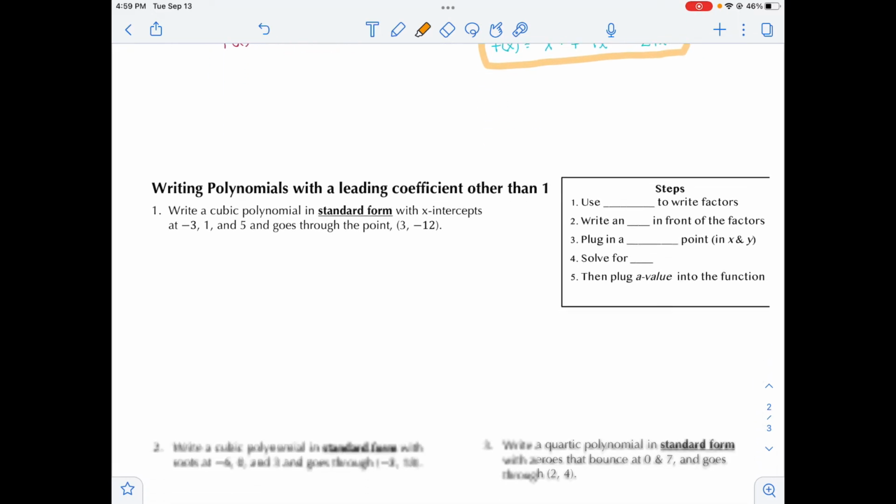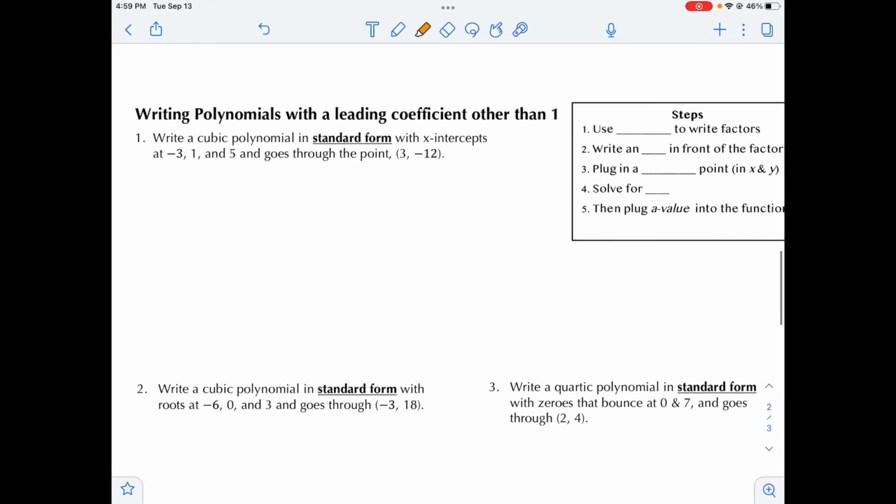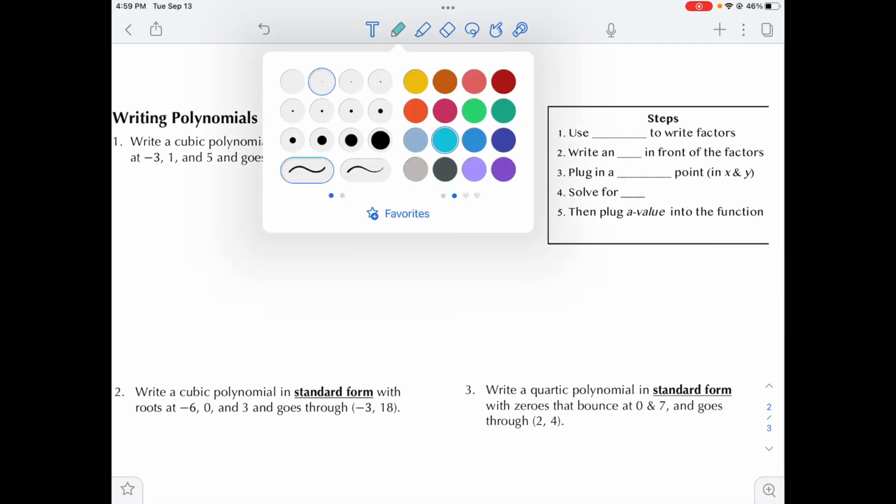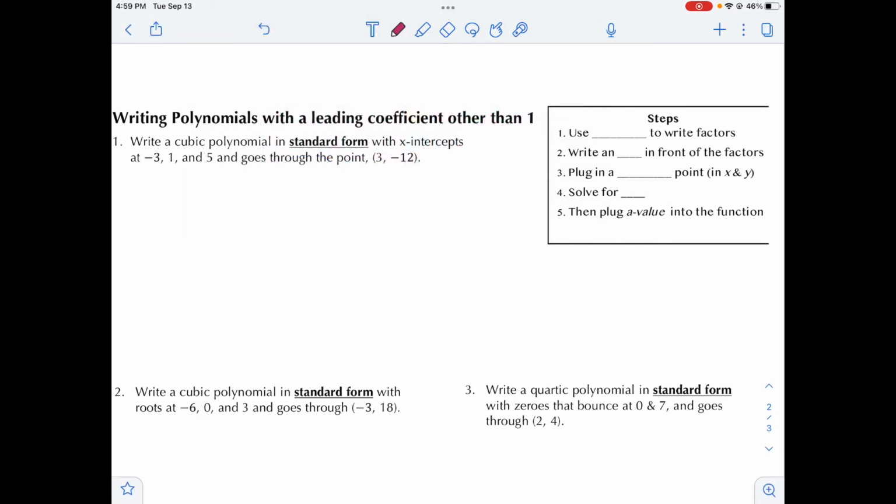Okay? All right, our next section is we're going to be writing polynomials with leading coefficients other than 1. So we got a few steps we're going to write out first. All right, so the first thing we're going to think about is we're going to use the root to write factors. We're going to write an A in front of the factors. We're going to plug in a random point in x and y. We love to do a point that they give us, if that's all they're giving us, or the y-intercept. We're going to solve for A, and then we're going to plug the A value back into the function. So we're going to do the first one together, and then you do a couple on your own.